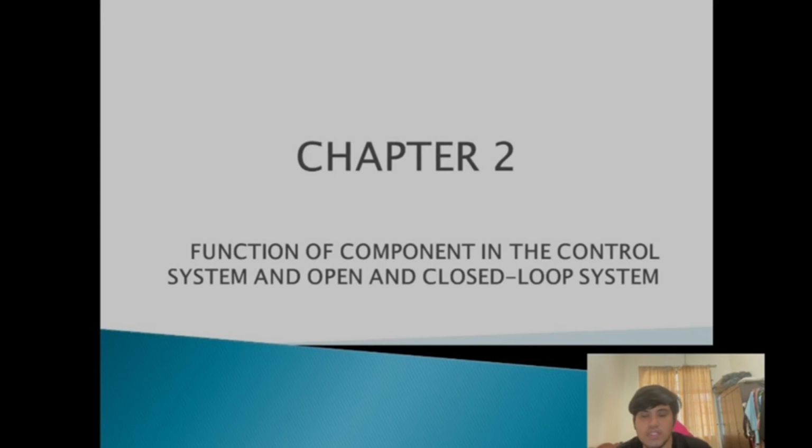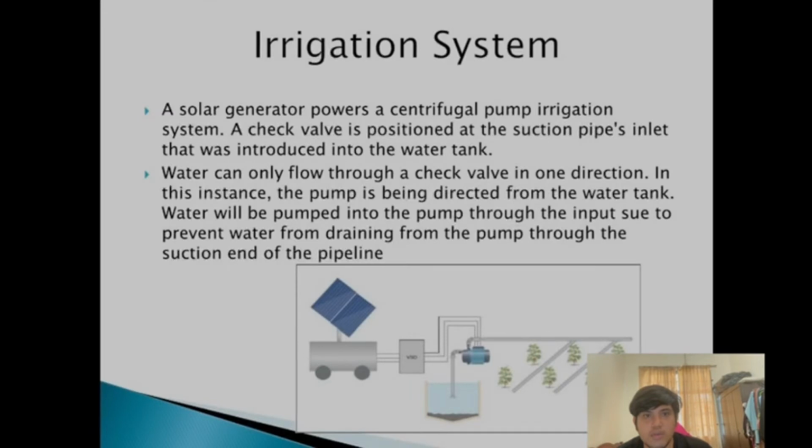I will continue with chapter 2, which is the function of the components in the control system and open and closed loop systems. First, we go for the irrigation system. A solar generator powers a centrifugal pump in the irrigation system. A check valve is positioned at the suction pipe inlet that was introduced into the water tank. Water can only flow through the check valve in one direction. In this instance, the pump is being directed from the water tank.